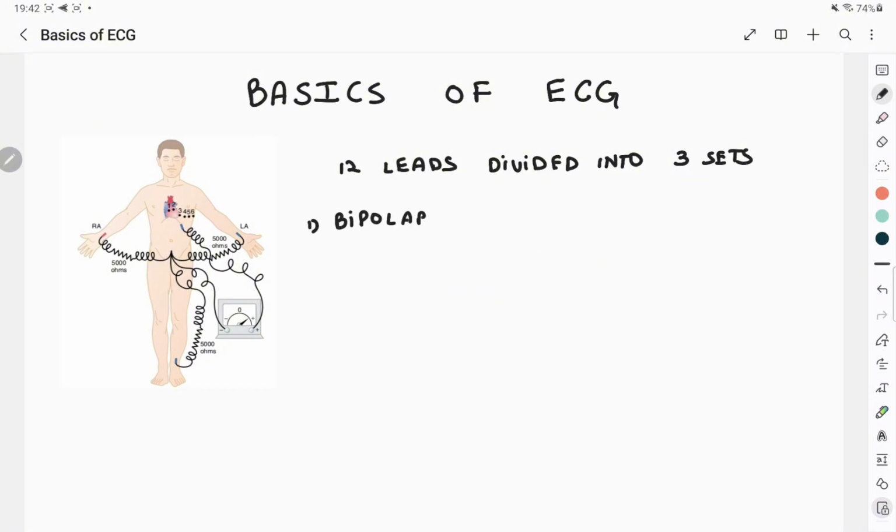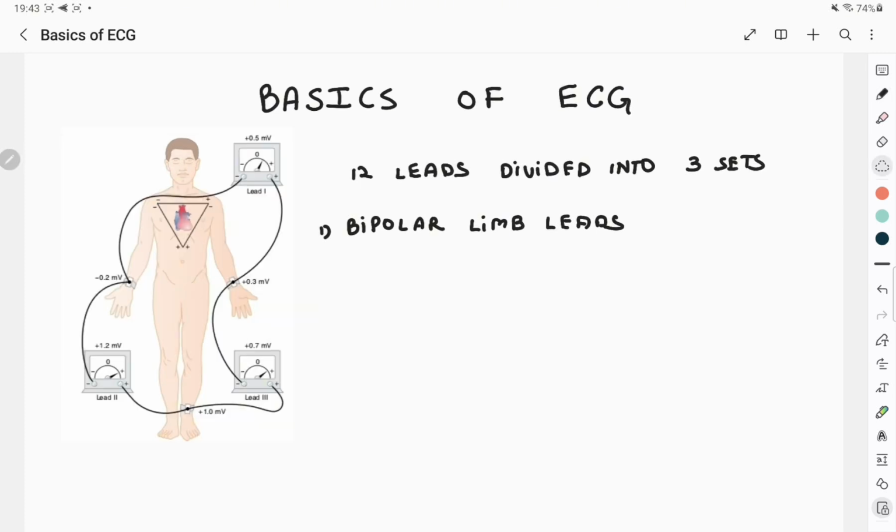Set 1 is the bipolar limb leads. These record the electrical differences between two specific limbs. Together, they form an imaginary triangle over the torso known as the Einthoven's triangle. Lead 1 has its negative terminal on the right arm and positive terminal on the left arm. Lead 2 has its negative terminal on the right arm and positive terminal on the left leg. And lead 3 has its negative terminal on the left arm and positive terminal on the left leg.